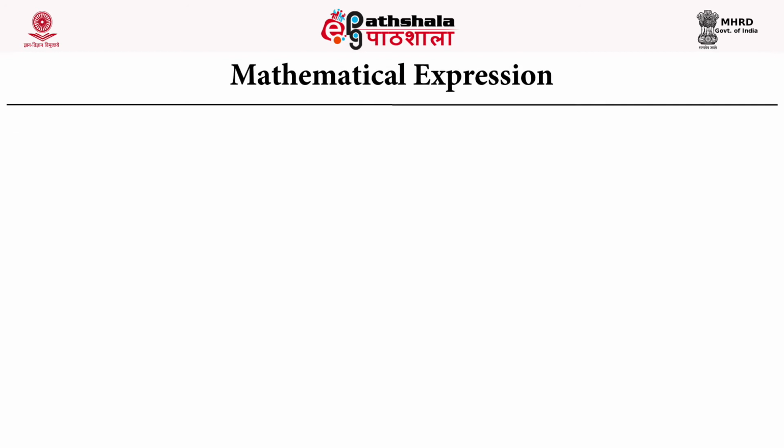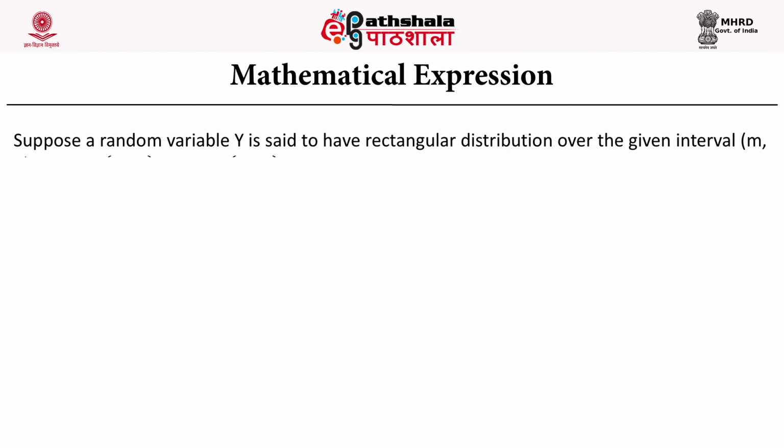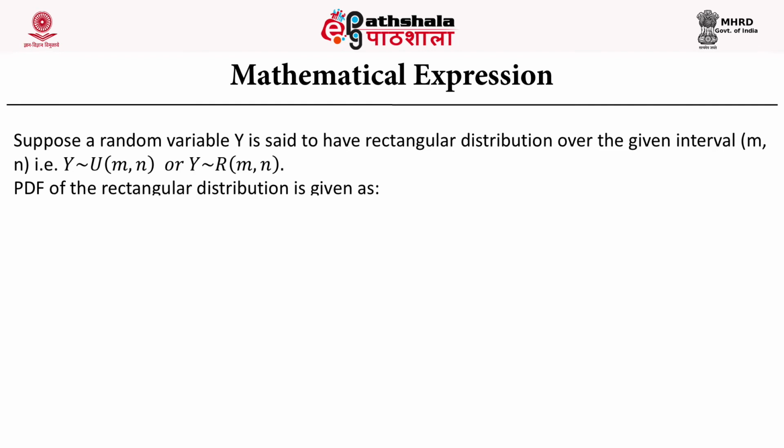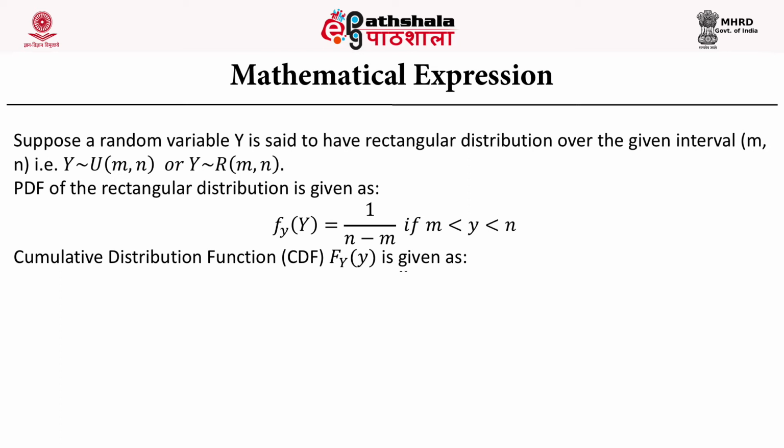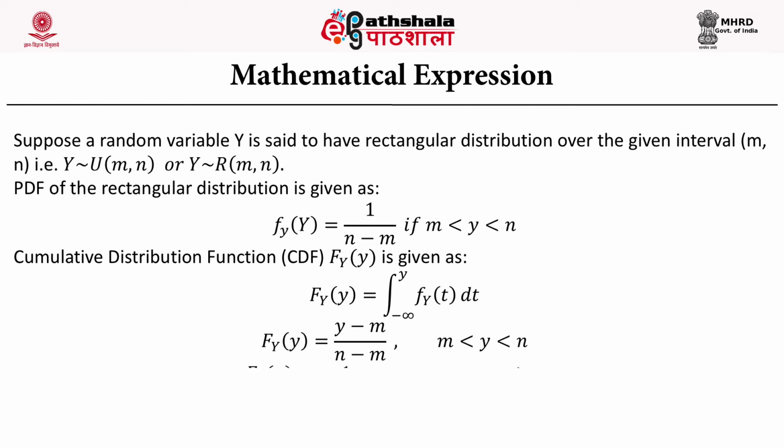So the mathematical expression for the rectangular distribution and uniform distribution is given here as follows. Suppose a random variable Y is said to have rectangular distribution over the given interval m and n, that is, Y follows uniform distribution with parameter m comma n, or Y follows rectangular distribution with parameter m comma n. PDF of the rectangular distribution is given as f of y, which is equal to 1 upon n minus m, and y lies between m and n. So the cumulative distribution function F of y is given as the integral from minus infinity to y of f of t dt.